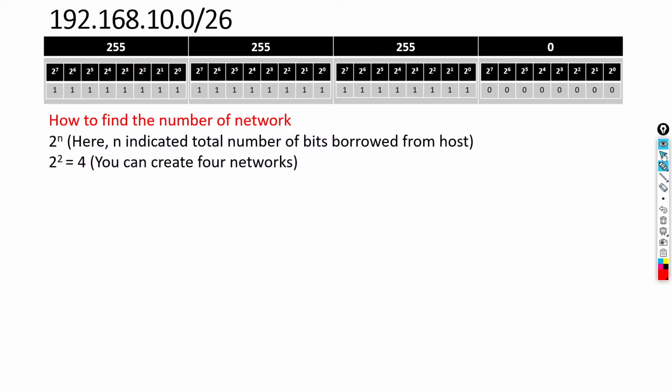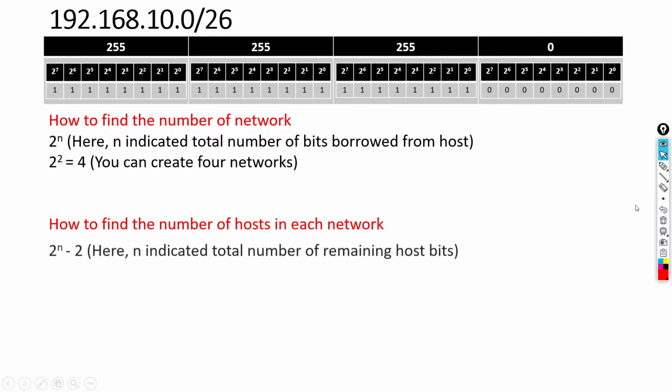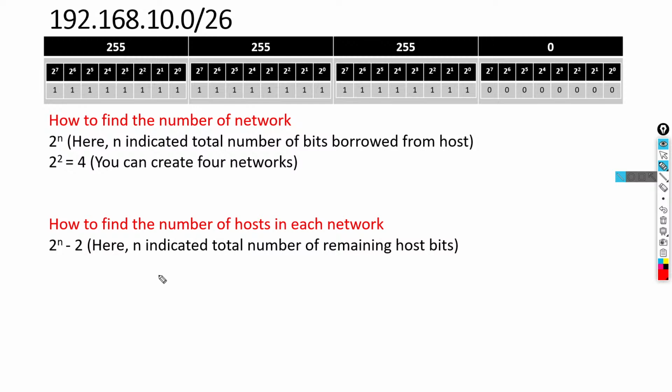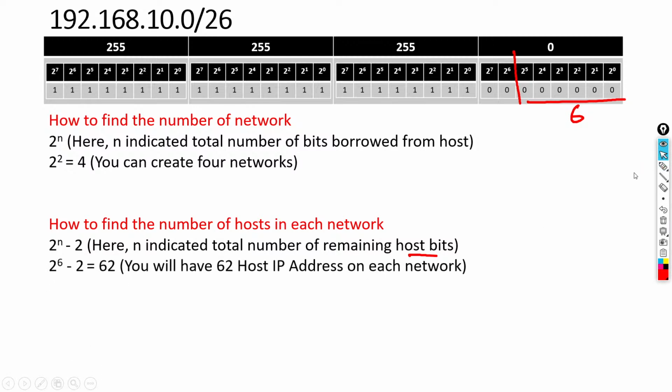Now next is how to find the number of hosts in each network. Host means the number of IP addresses that can be used in a network. So let me show you. The formula is again 2 to the power n, and here n indicates the total number of remaining host bits. Hence we have borrowed 2 bits from the host, right? So how many bits are remaining now in the host section? Only 6 bits are remaining in the host section, correct? So the correct answer will be 2 to the power 6 minus 2, which is equal to 62, right?